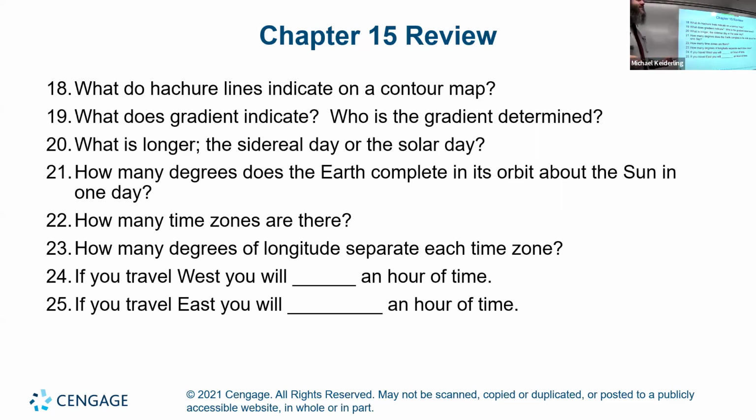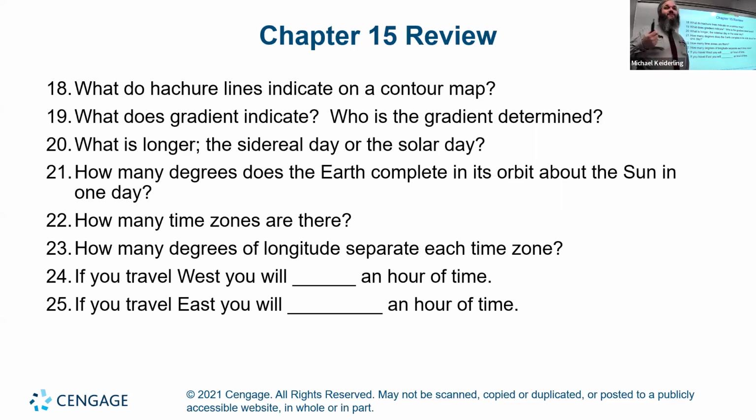What is longer, the sidereal day or the solar day? The solar day is about 4 minutes longer. How many degrees does the Earth complete in its orbit around the sun in 1 day? In a sidereal day, 360. In a solar day, 361. How many time zones are there? 24. How many degrees of longitude separate each time zone? 15.